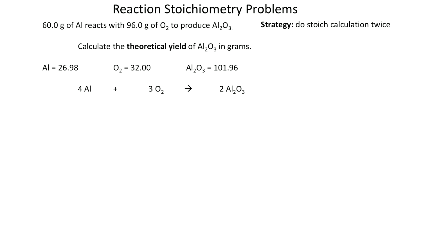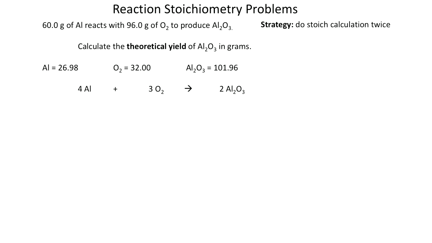Our approach is just like with cheese and sandwiches. We need to figure out which ingredient runs out first. Unfortunately for this one, we can't do it in our heads. We can't just assume aluminum runs out first because there's less of it. We actually have to calculate it.